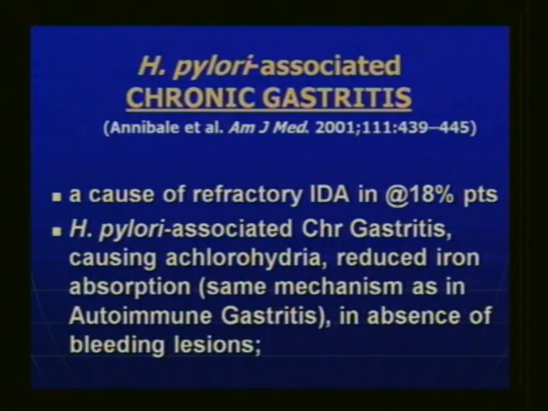Coming to little more detail about the H. pylori infection causing chronic gastritis, in the refractory iron deficiency anemia group, this corresponds to about 18% of patients of refractory iron deficiency anemia due to H. pylori chronic gastritis. How does this H. pylori infection cause the iron deficiency anemia? This is through the mechanism of achlorhydria, which causes reduced iron absorption, and though there are no bleeding lesions, if we do occult blood it will be negative. However, if we demonstrate the H. pylori infection, they can be a cause of the refractory iron deficiency anemia.